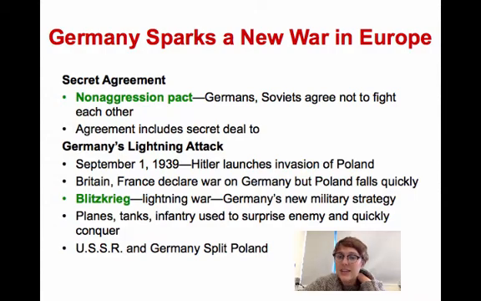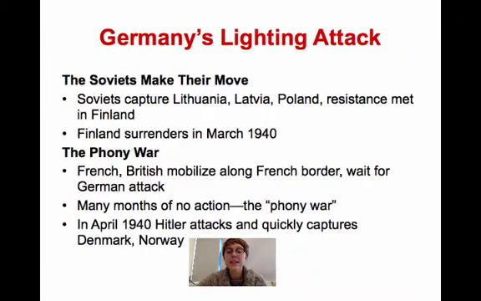The USSR and Germany end up splitting Poland between the two of them. Immediately after Germany starts to attack Poland, they annex the western part of Poland. The Soviets then make their own move. Remember, at this time Stalin is in charge of Soviet Russia. The Soviets end up annexing Lithuania, Latvia, and the rest of Poland, the eastern half, and they expect that they're going to easily take over Finland as well.